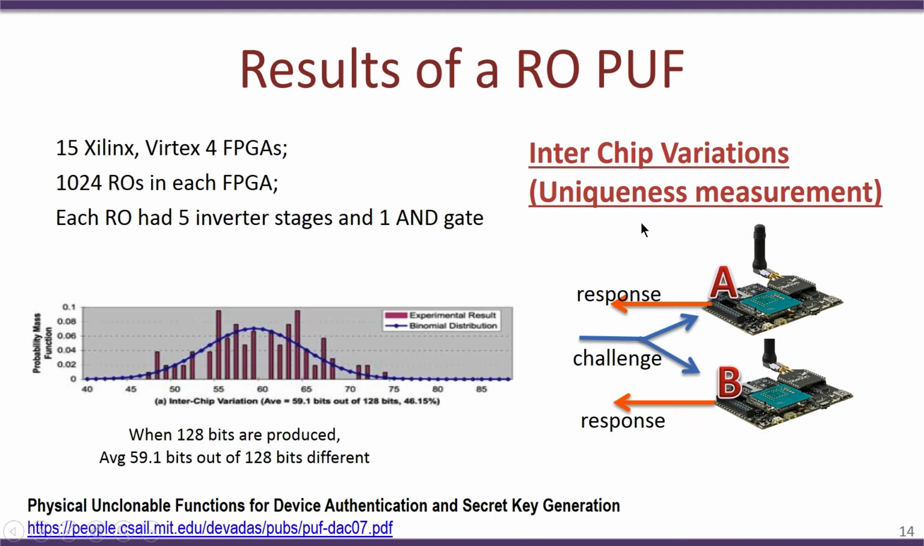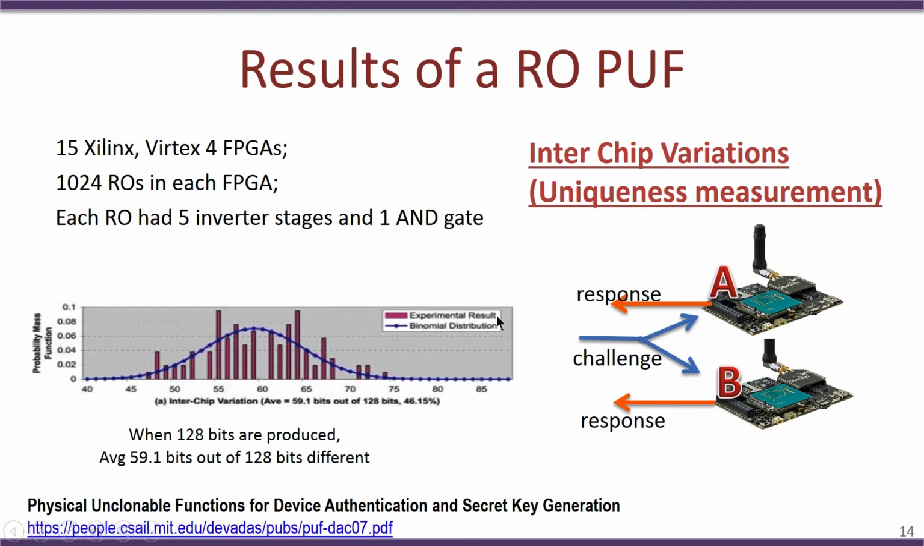This particular figure shows the inter-chip variation or the uniqueness of the PUF, the uniqueness of the PUF response. For a given challenge, the same challenge sent to device A and another device B, the responses are collected and the Hamming distance between the two responses is computed. This particular graph shows the response for 128 bits.